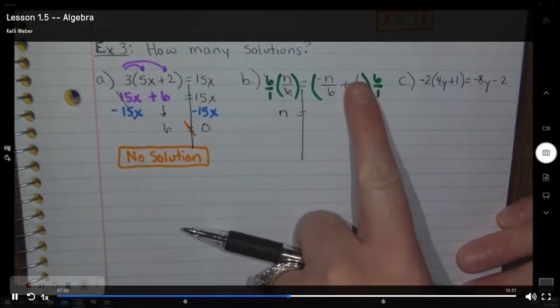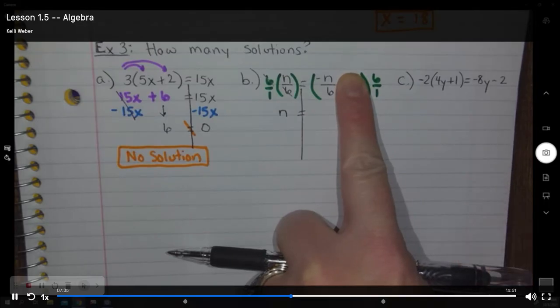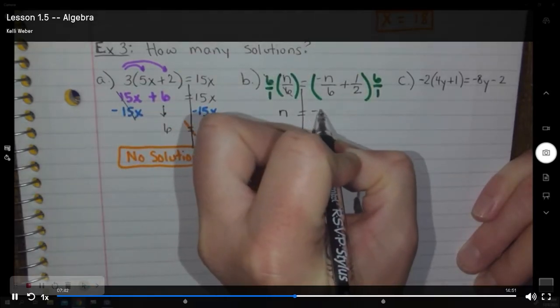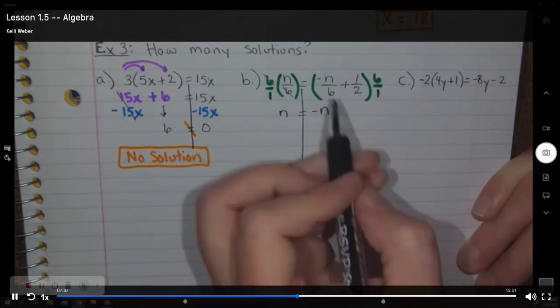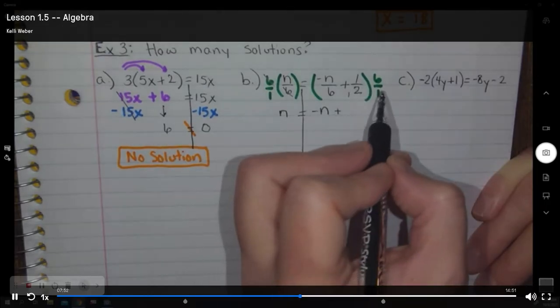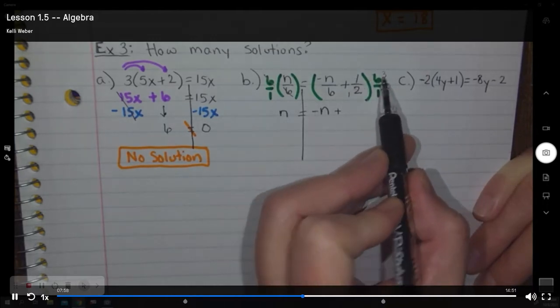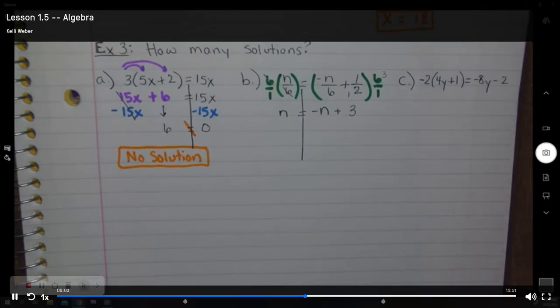Now if I take this individually, currently we're looking at negative n over 6 times 6 over 1. My 6's, again, cross cancel, so I'm left with negative n. And then if I'm looking at 1/2 times 6, the 2 can be reduced: 2 goes into 2 one whole time, and 2 goes into 6 3 whole times. So 1 times 3 is 3. Now it looks like these other equations that we've worked with so far.